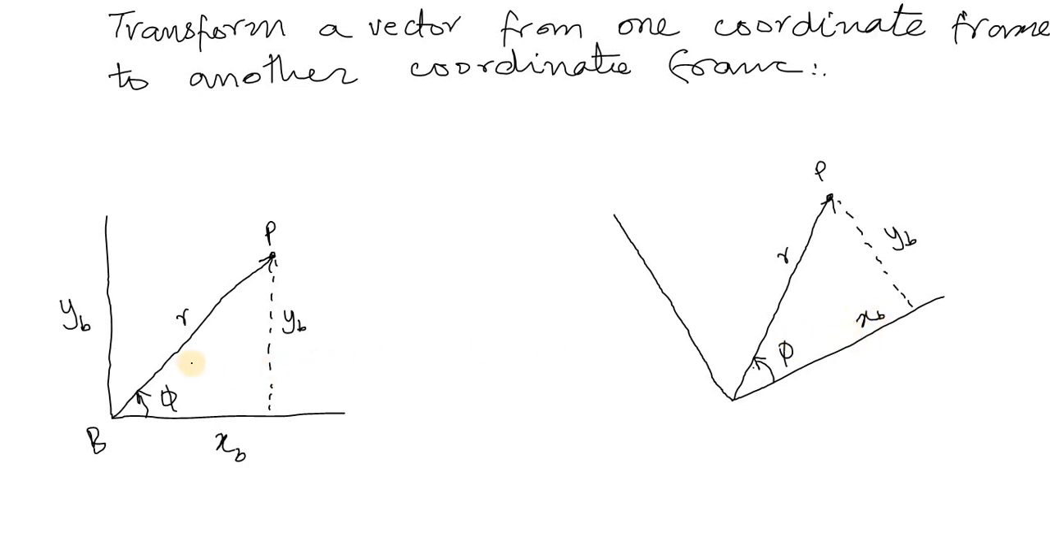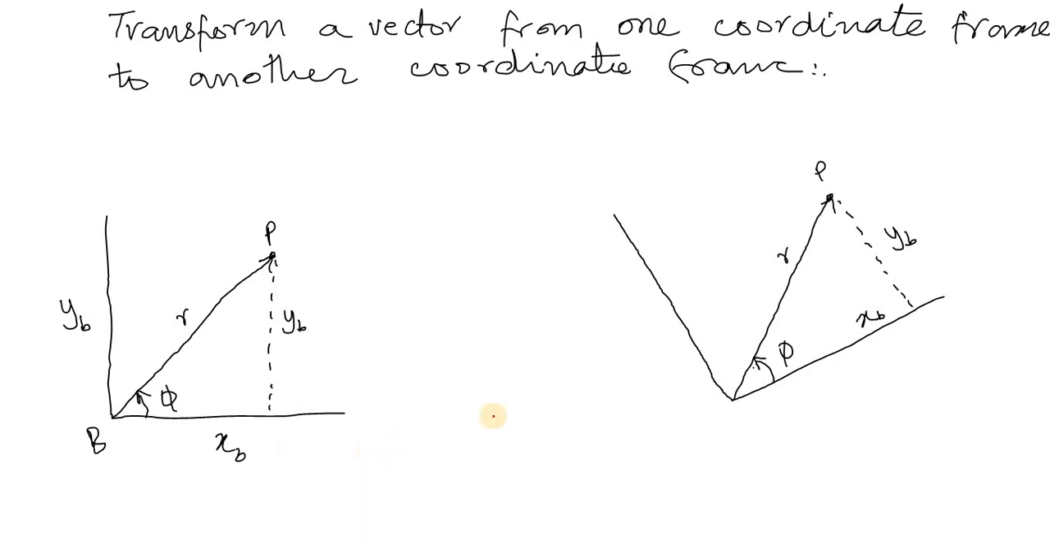So what I did, I represented the same thing here, but this time the whole axis, its orientation, is changed. But the orientation of the vector in this frame is the same. The angle phi is the same as we have here. So now let's say that we know that this vector P or R, in this B frame, has orientation phi.